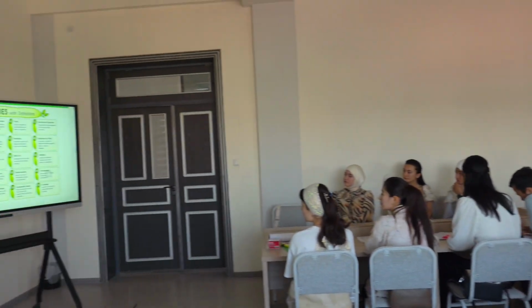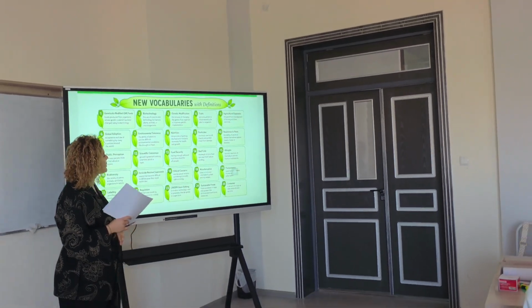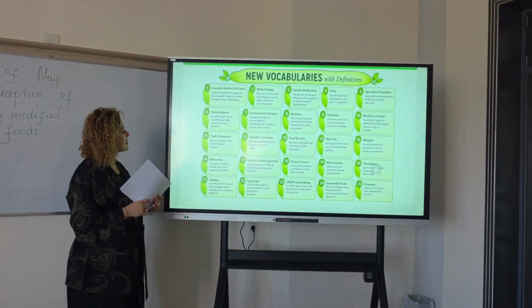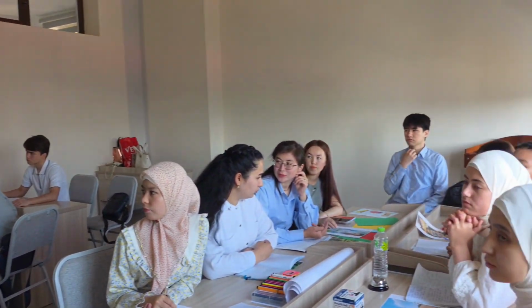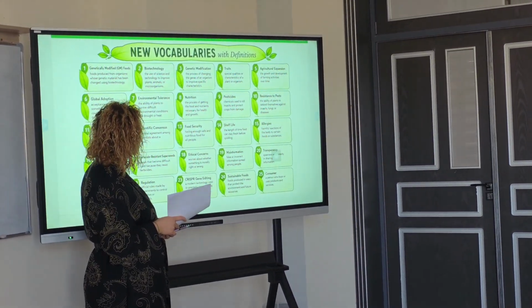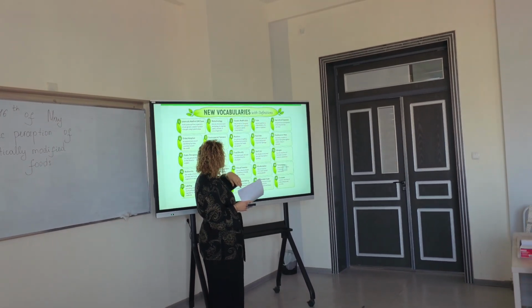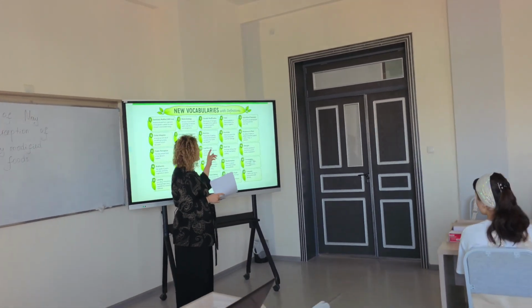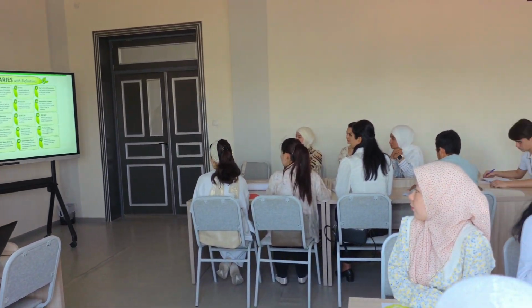The next one is traits. Traits are the special qualities or characteristics of a plant or organism. Next is agricultural expansion. It's the growth and development of farming activities over time. Global adaptation is the acceptance and use of something by many countries around the world. Environmental tolerance is the ability of plants to survive difficult environmental conditions like drought or heat. Nutrition is the process of getting the food and nutrients necessary for health and growth. Next is pesticides, chemicals used to kill insects and protect crops from damage. Resistance to pests is the ability of plants to defend themselves against insects, fungi, or disease.